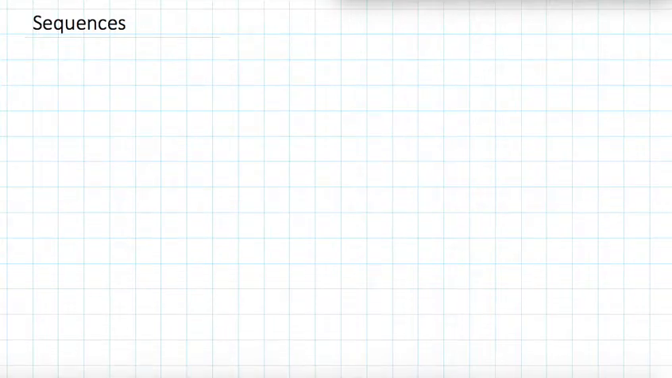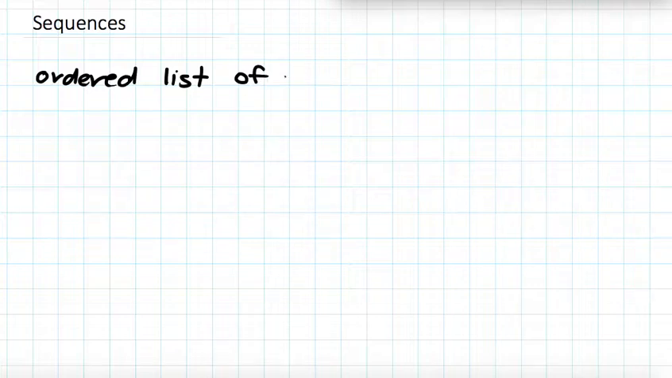Sequences are ordered lists of numbers. Ordered means that there is an order that makes sense, so there's some type of pattern. They're not just randomly thrown out there, but there's a pattern to how the numbers are arranged. So it's a list of numbers with an order to it. Each number in the sequence is called a term.